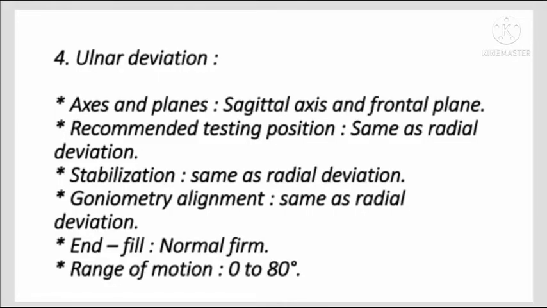Ulnar deviation. Axis and plane. Movement occur in sagittal axis and frontal plane. Recommended testing position, stabilization and goniometry alignment are same as the radial deviation. End feel is normal form. Range of motion is 0 to 80 degree.